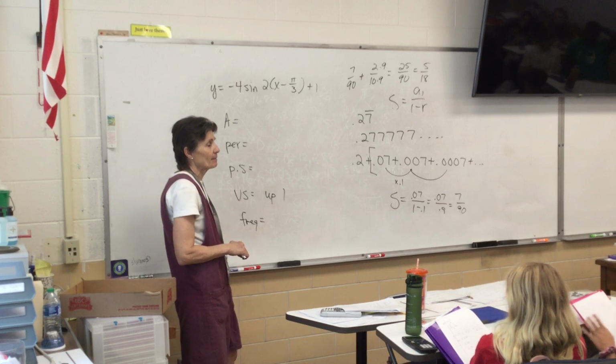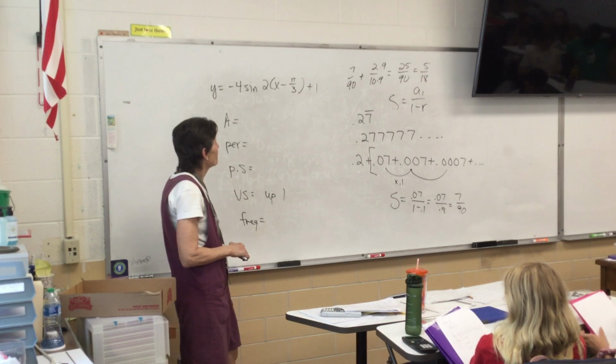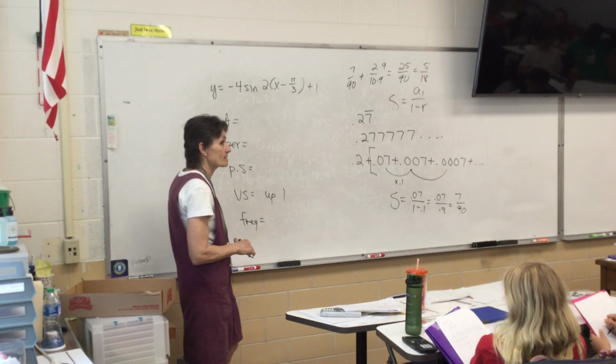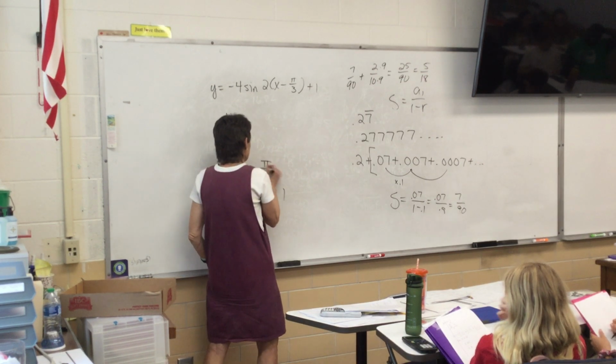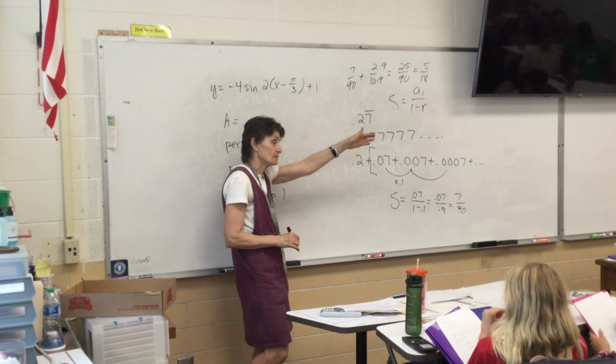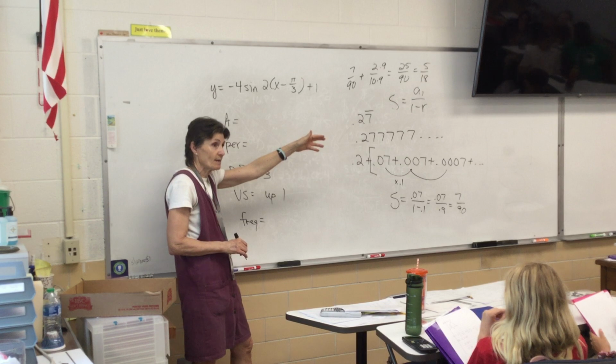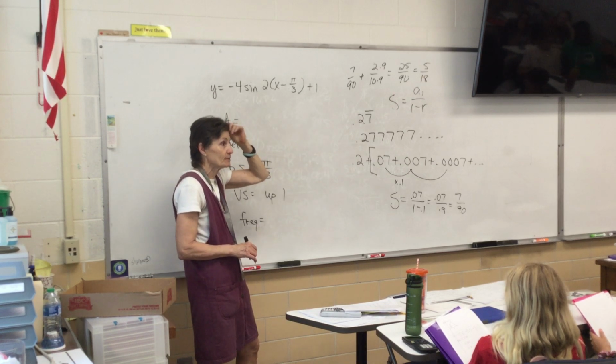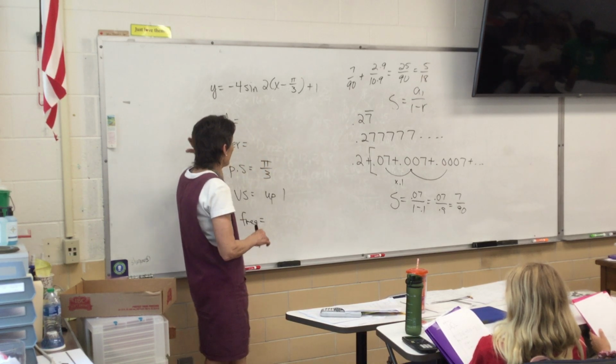Lillian, take a stab at it. Is the phase shift the pi over 3? It is, and it's positive. Because when it's x minus, you actually move to the right. Remember that little quirky thing? When it's x plus, you move to the left. So this is right pi over 3.